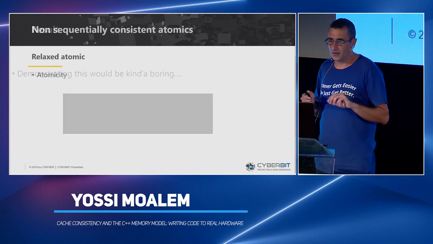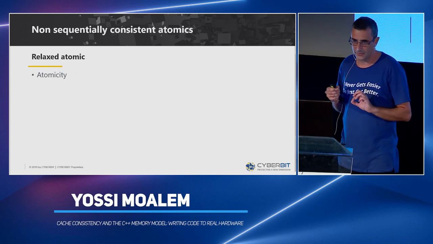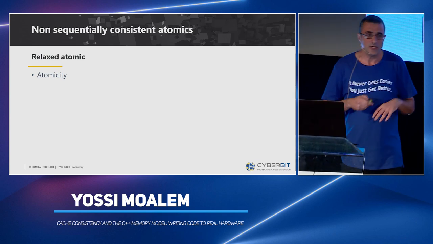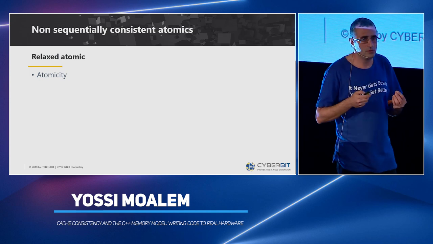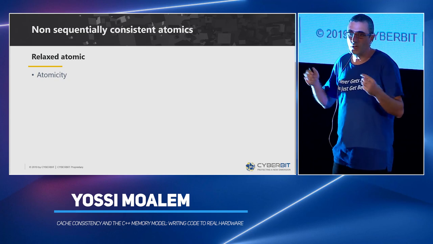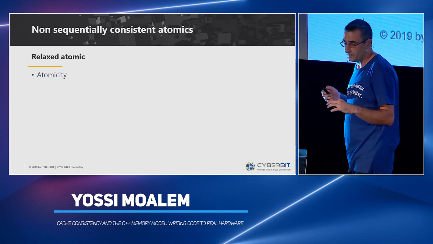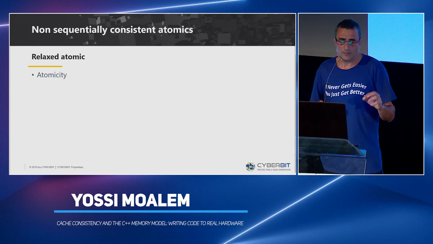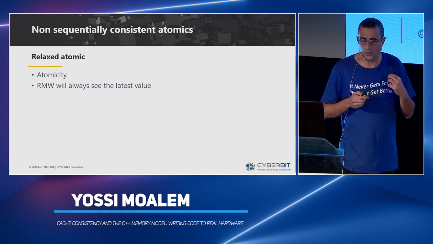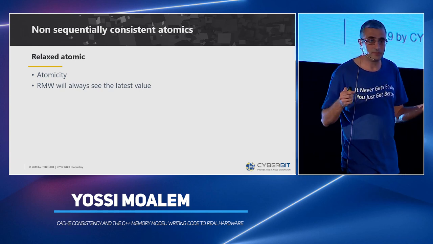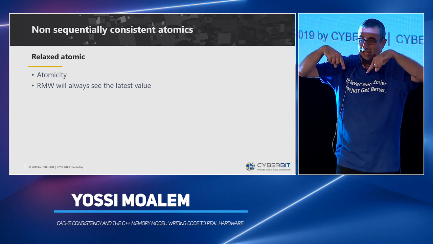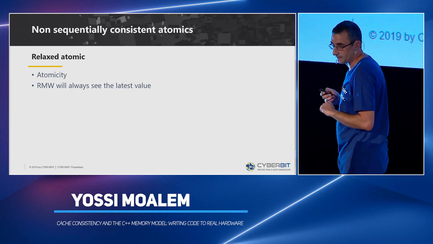I want to talk a bit about non-sequentially consistent atomics. The first one, and the easier one to explain, is relaxed atomics. The one thing that we know about relaxed atomics is that they provide us atomicity. There will be no torn read or torn write when we use a relaxed atomic. But one thing that's sometimes overlooked is that it also guarantees that read-modify-write will always see the latest value. So doing plus plus on an atomic from two threads, even if it happens on exactly the same cycle, will generate the correct result.